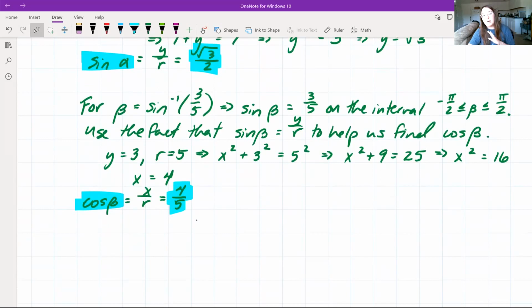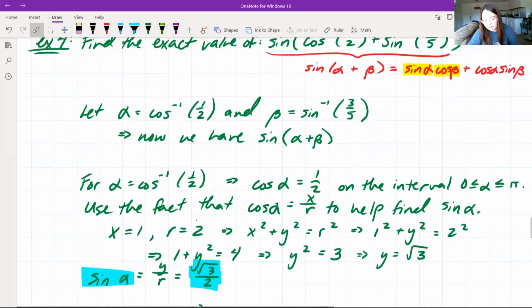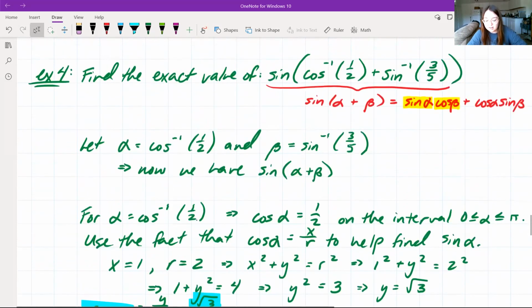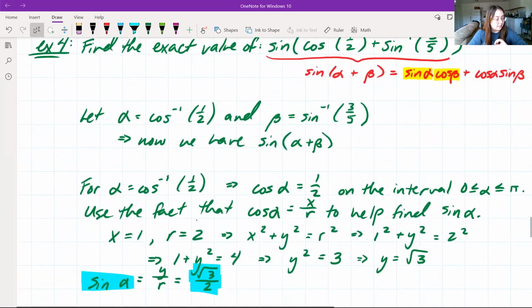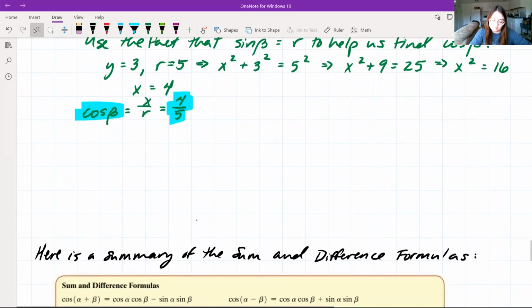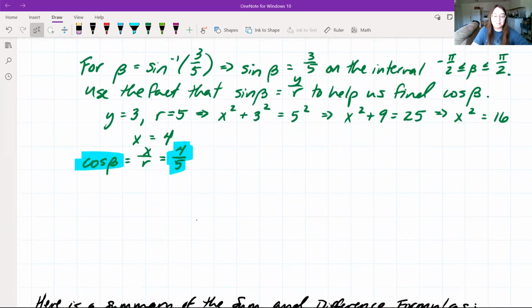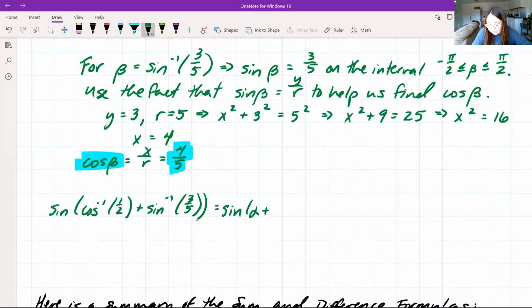So all right, we found all of our missing values, which was just sine of alpha and cosine of beta. We have cosine of alpha and we have cosine of beta, which means that we can now solve for sine of alpha plus beta. And we'll see if we have enough room for it. So if we had sine of cosine inverse of 1/2 plus sine inverse of 3/5, which we said simplifies to sine of alpha plus beta.